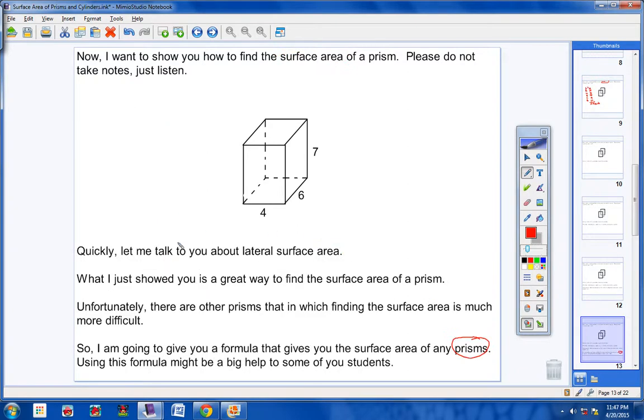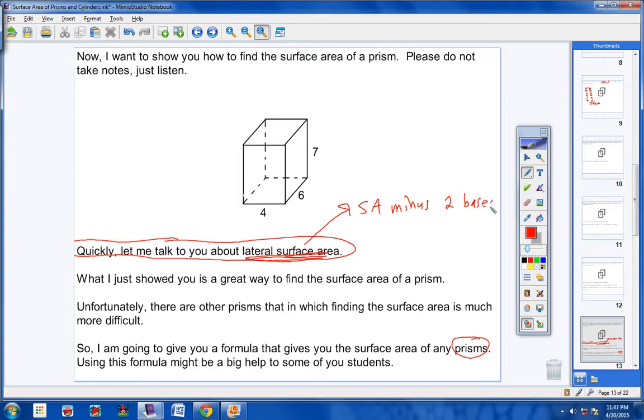Okay, now, back to this comment. Let me quickly show you what lateral surface area is, okay? Lateral surface area is so simple. It's just the surface area. Are you ready? Take notes on this, please. Lateral surface area. What is lateral surface area? It is the surface area minus the two bases. That's it. It's that simple.